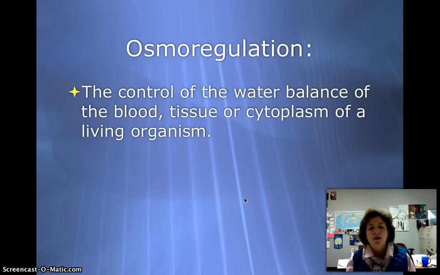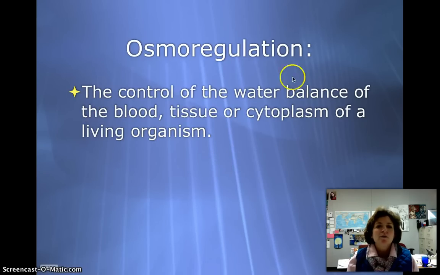One key component of our kidneys is that they function in osmoregulation. That's controlling the water balance of the blood, the tissues, and the cytoplasm of a living organism. So our kidneys really are responsible for aiding in our osmoregulation, or our water balance. There are also some key hormones, like antidiuretic hormone, that help with that, and that comes from the brain.